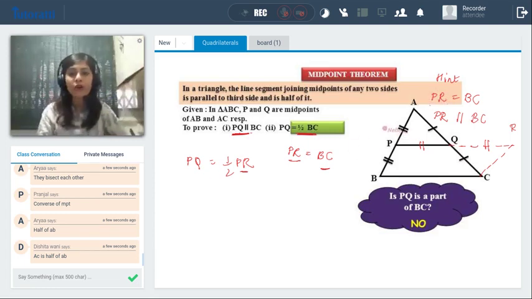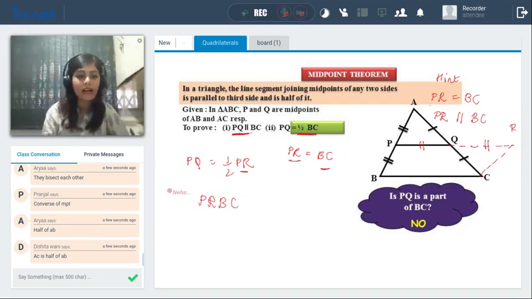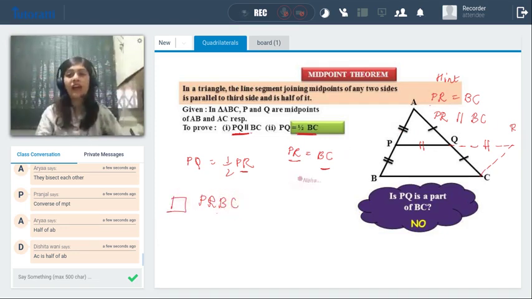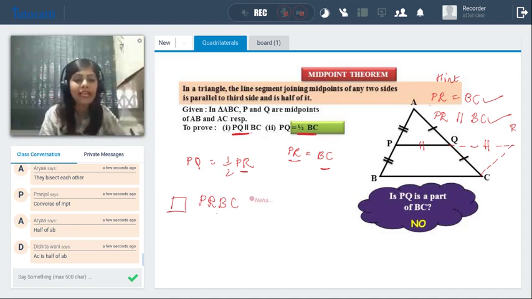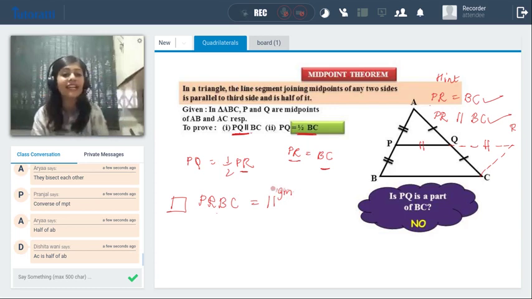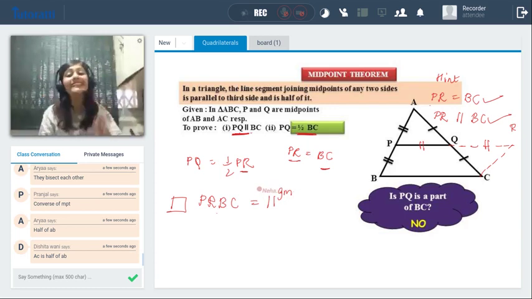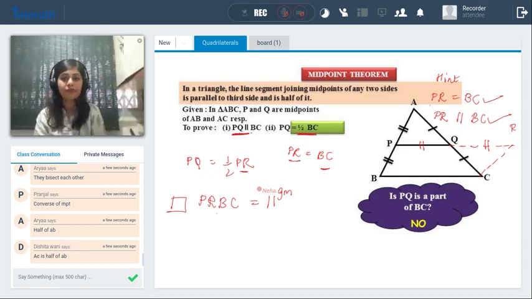Now, look at quadrilateral PRBC. Yes, students, look at quadrilateral PRBC. In this quadrilateral, I want one pair of opposite sides equal to each other. That means PR and BC equal to each other. And I also want the same pair of opposite sides to be parallel to each other. Yes, PR parallel to BC. That means I need to prove that PRBC is a parallelogram. Yes, students, a pair of opposite sides parallel and equal to each other. That means it should be a parallelogram.